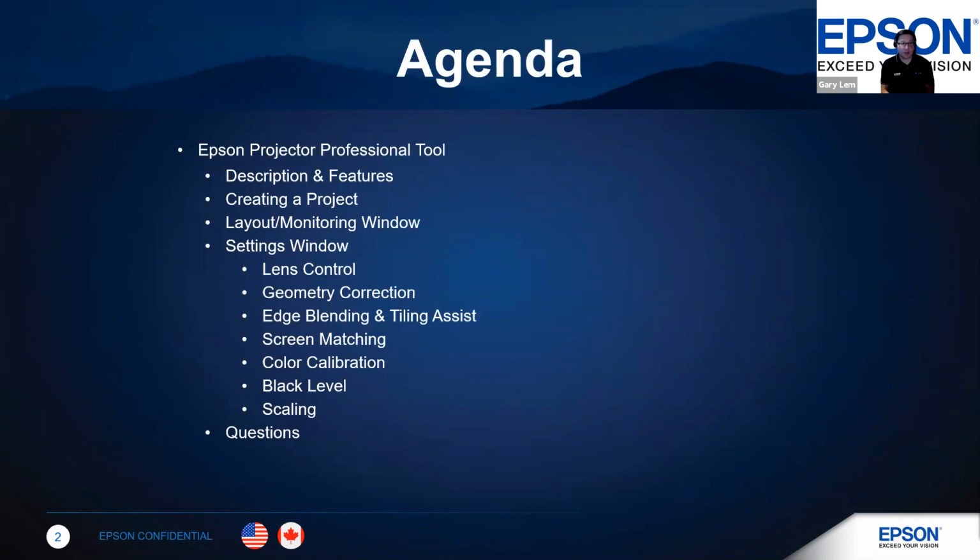We're going to see how cause and effect happens within some of the tabs. One is the lens control, as well as the initialization, as well as the geometric correction. When it comes to the edge blending, screen matching, color calibration, black levels and scaling, that's going to go back to the PowerPoint presentation.